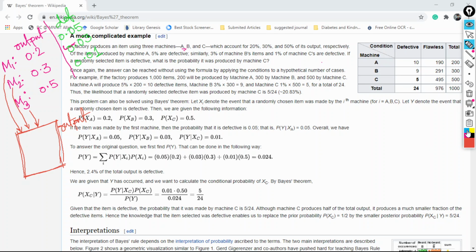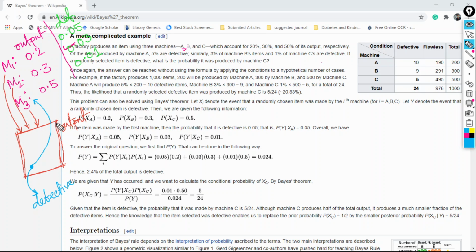And let's say we are randomly choosing a product from it. If we find this product is a defective product, now the requirement is: what is the probability this product is coming from machine 3? This is the main thing. If we found that the product is defective, then what is the probability that it is coming from machine 3? So let's see step by step.